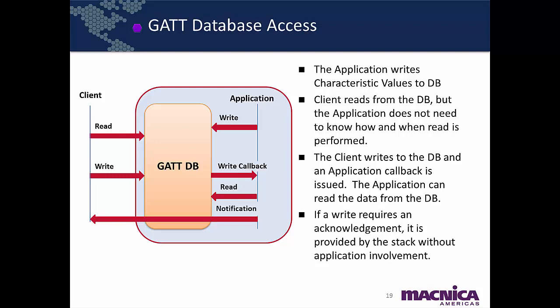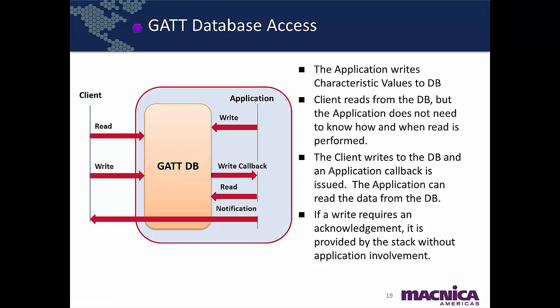The second two operations are notify and indicate. These are enabled by the client, but initiated by the server, providing a way to push data to the client. Indications are acknowledged and notifications are unacknowledged, making them faster but less reliable. What this means is that the application on the server side will generate a notification to the client to let it know that the new data is available and that the data is actually part of the notification.